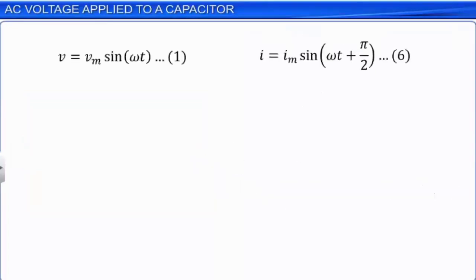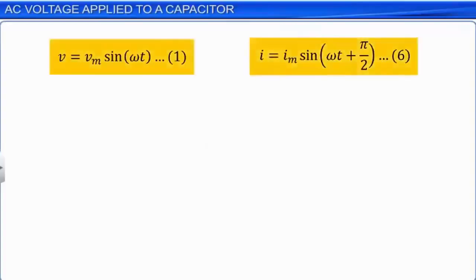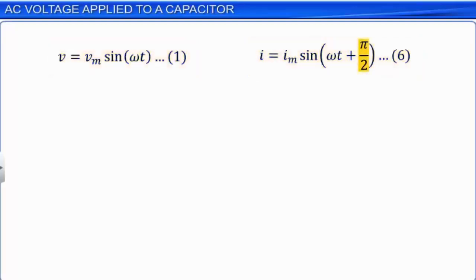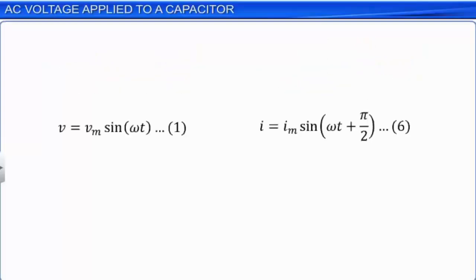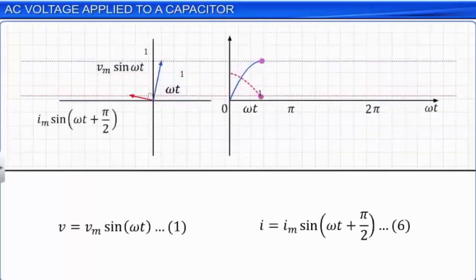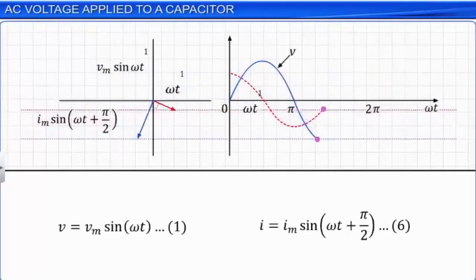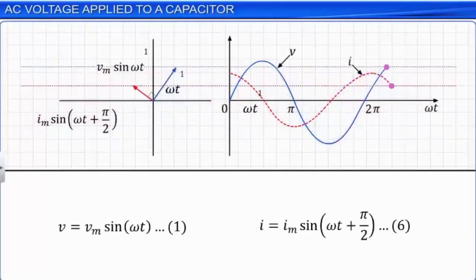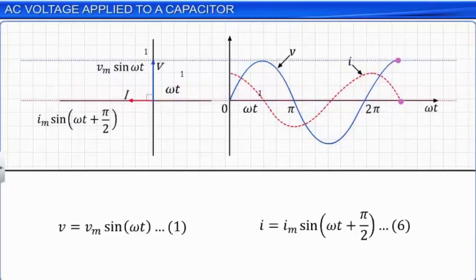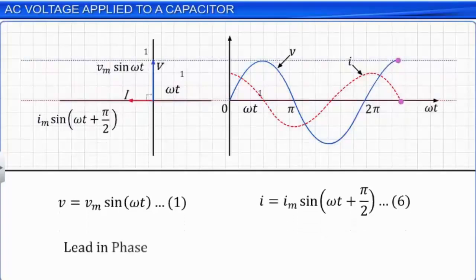On close inspection of equations 1 and 6, which are derived for the value of current in the circuit, we can see that the current leads the voltage in phase by π/2. The phasor diagrams for analyzing the relationship of lead or lag between current and voltage are as shown. This lead in phase by π/2 is equivalent to a lead in time by 1/4 of the time period T.